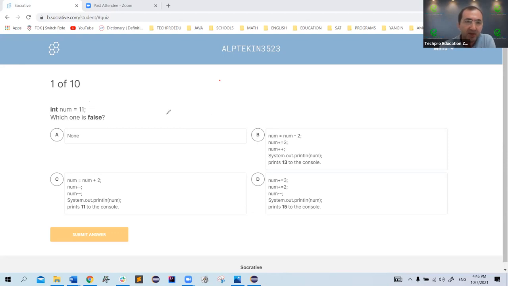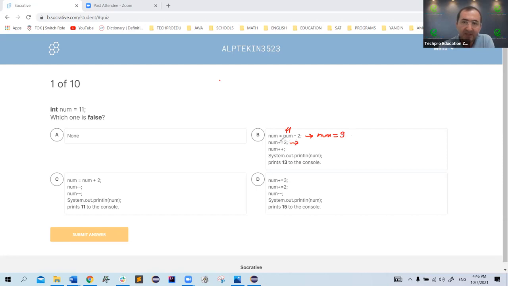Look at the value of num, it is 11. This is the assignment operator. Remember from yesterday, the left side is always the new value, the right side is always the old value. So what is the value of num? The value of num is 11. So here we will write 11 minus 2. From this line, the value of num will be 11 minus 2, 9. This is decrement.